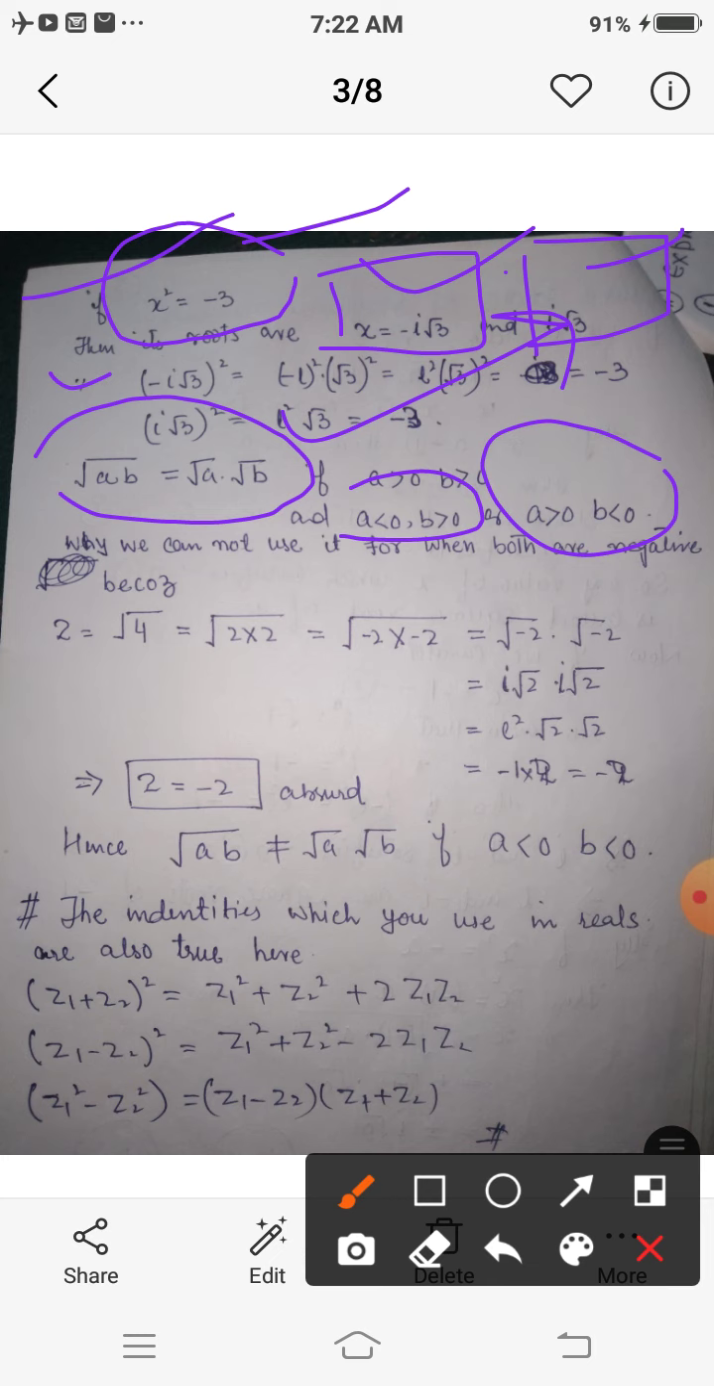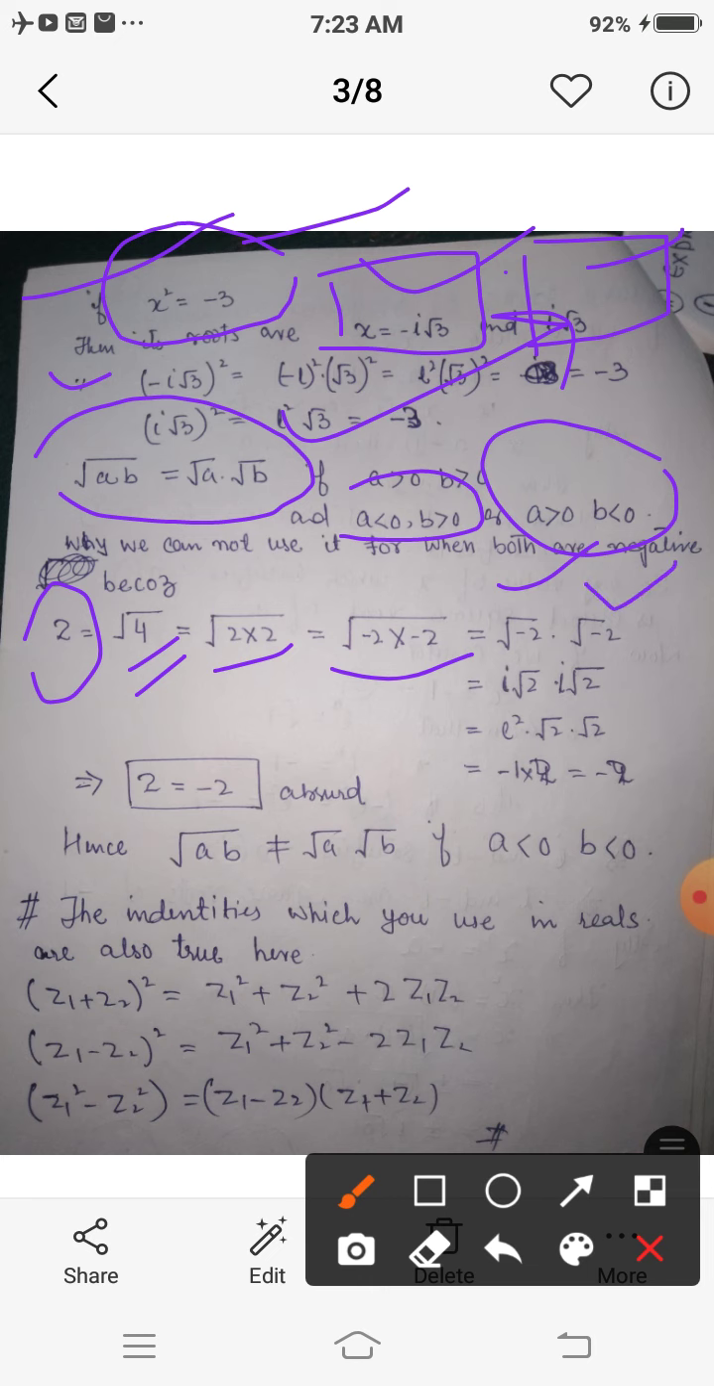But we cannot use this concept when both numbers are negative, because 2 equals root 4. Now root 4 equals root 2 into 2, or this equals root of minus 2 into minus 2, because minus minus will cancel. Now if root a b equals root a root b is true for each and every number, that is for negative numbers, this means that root minus 2 into root minus 2.